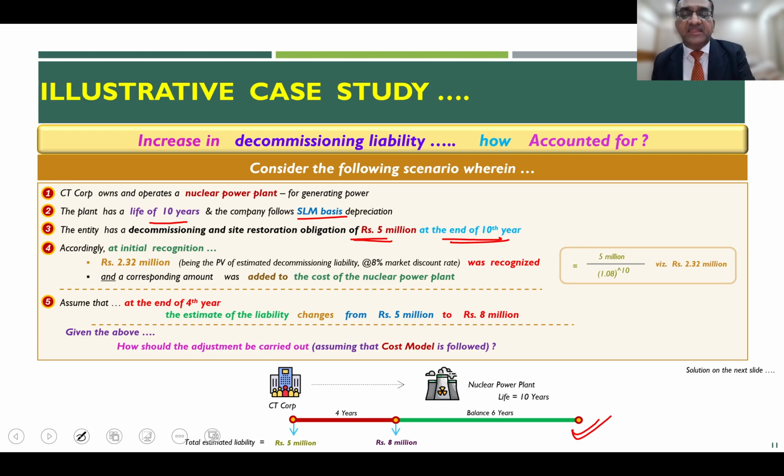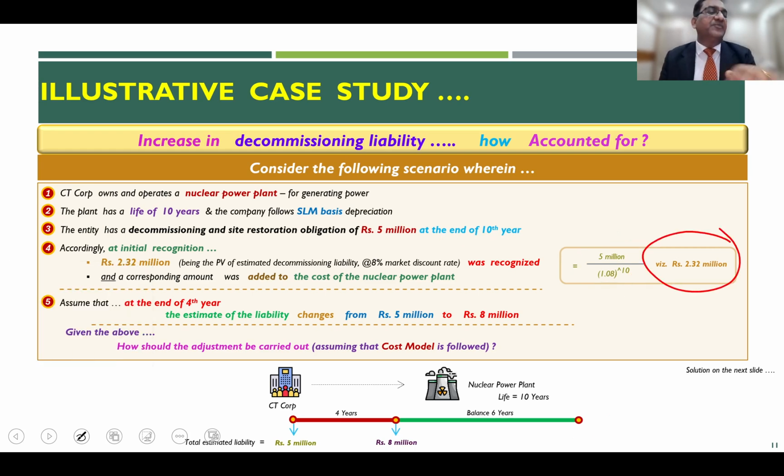Now, if the discount rate happens to be 8%, then how do you compute the present value? 5 million at 8% discount rate at the end of 10 years. So what would be the present value of your liability? As we have discussed in the previous video also, if you calculate this number, this will be 2.32.